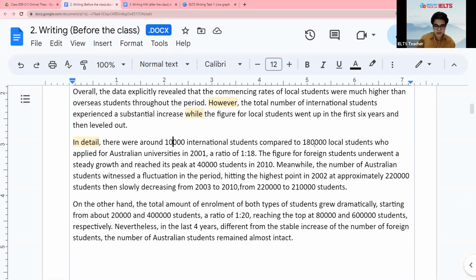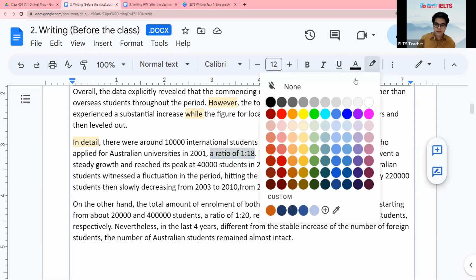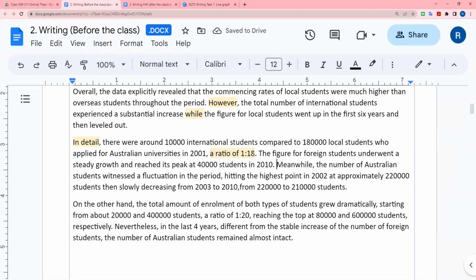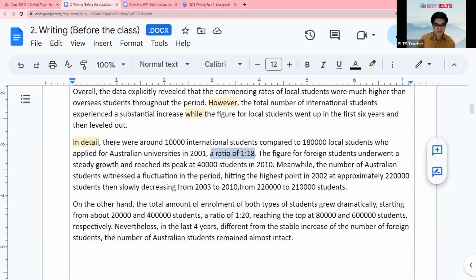Compared to 180,000 local students who applied for Australian universities in 2001, a ratio of 1 to 18. Where did you find this? Like, are you good at math or what? I know. You know it from the start, right? Yes. Part of your prior skill before our class. Okay, very good.